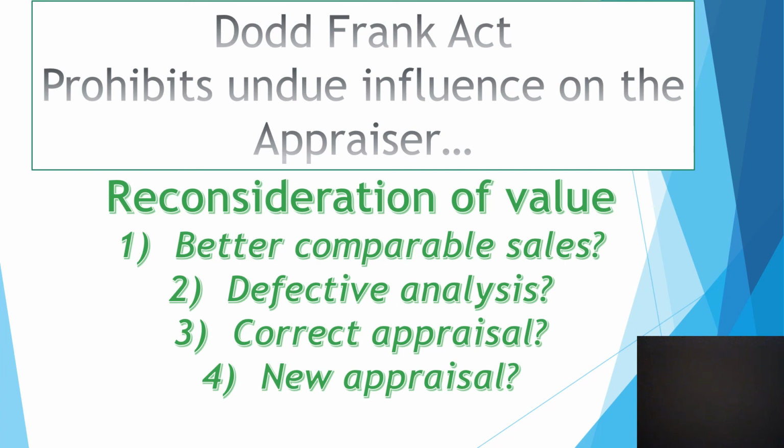So in your reconsideration of value, you contact the lender, and in that reconsideration request, we're looking at, are there better sales? If they are, identify them and explain why they're better. If there are defects in the analysis, identify what the defects are, and the result might be that the appraiser will make the corrections and adjust the value accordingly. If in fact there are defects in the appraisal, it may justify the lender in obtaining a new appraisal that will be more reliable than the appraisal with the defects in place.